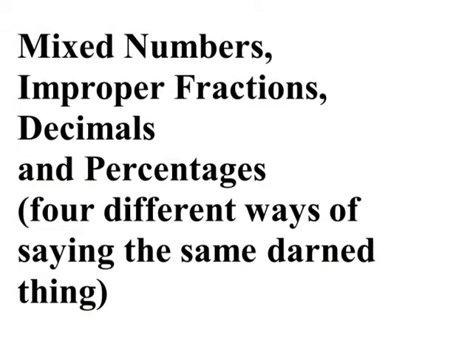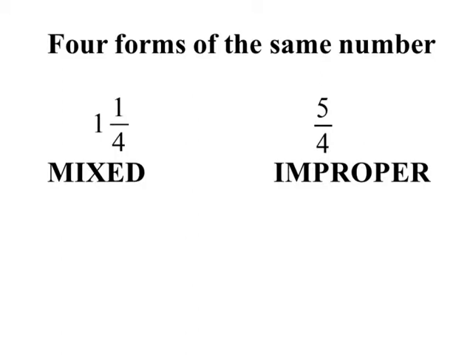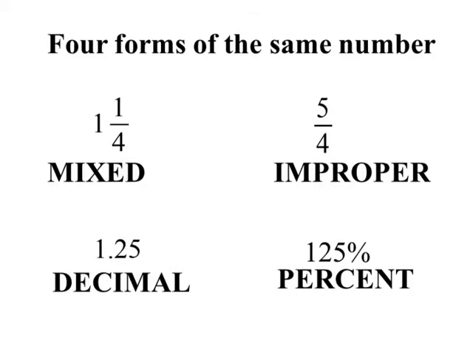Forms of fractions: mixed numbers, improper fractions, decimals, and percentages. Everybody here knows that there are different ways of writing numbers. For example, here is the same quantity written 4 different ways. As a mixed number, 1 1/4. As an improper fraction, 5/4. As a decimal, 1.25. And as a percent, 125%. Like I said, everyone knows there are different ways of writing numbers.